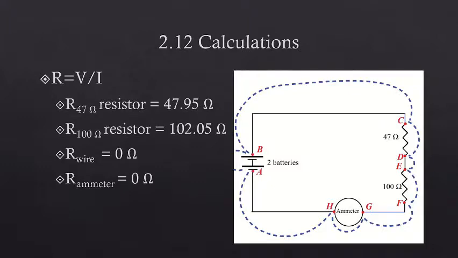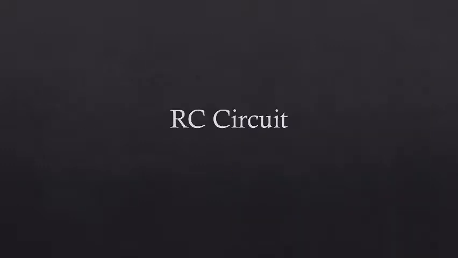Calculating resistance, this is using Ohm's law. So you can see those values across the 47 and the 100 ohm resistors.